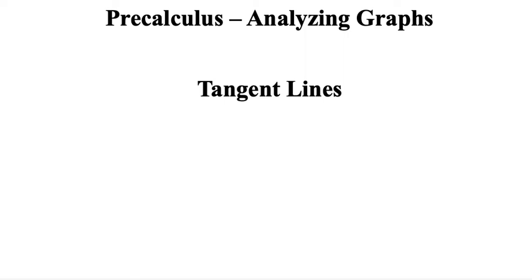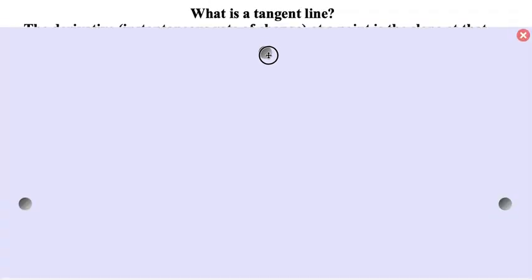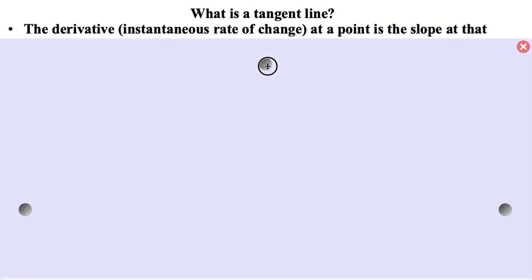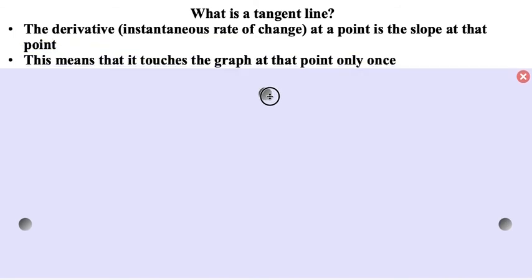Yes, tangent lines are related to circles in a roundabout way. So here we go. What is a tangent line? What we're talking about specifically is the fact that the derivative at a point is the slope at that point. Like duh, right? By definition. This means that it touches the graph at that point only once, typically, right? So for any given point, there's going to be a single value for the derivative.